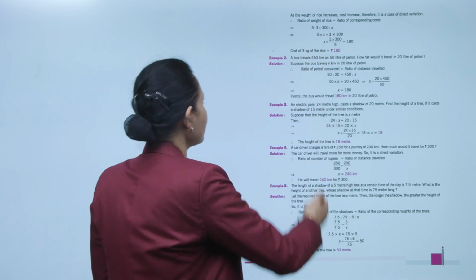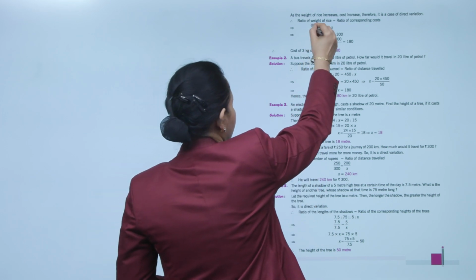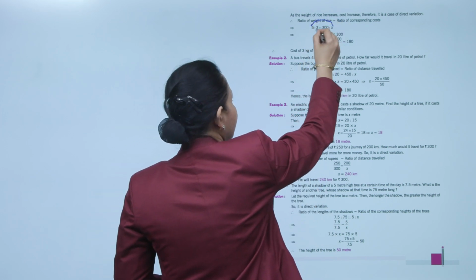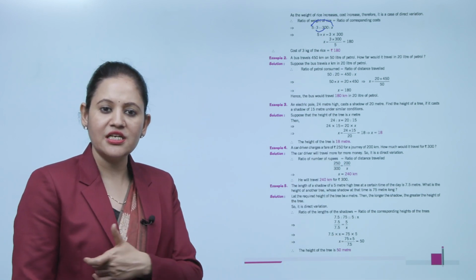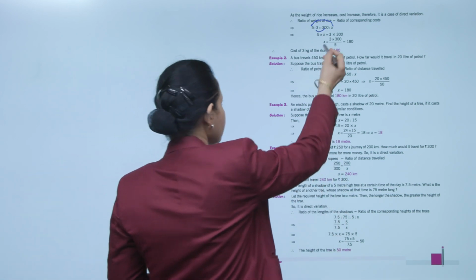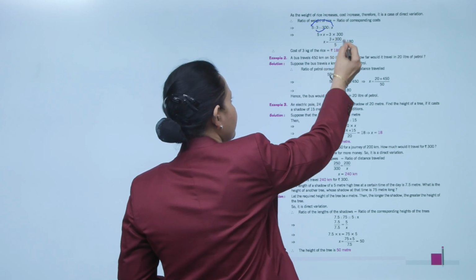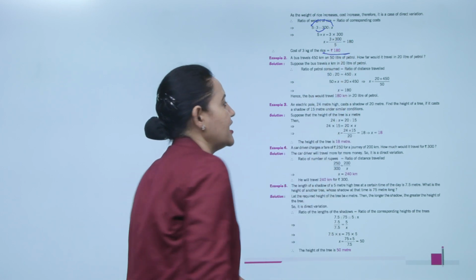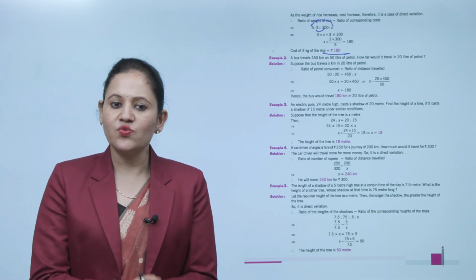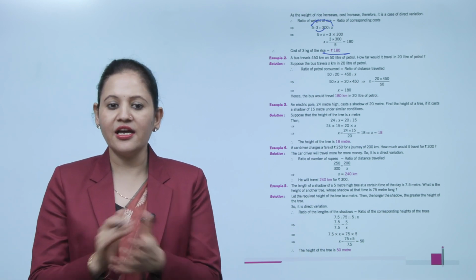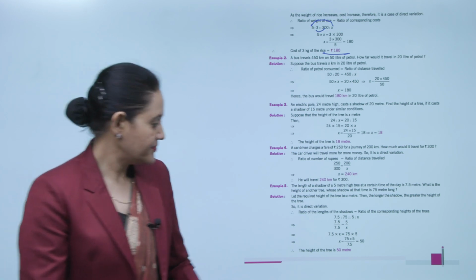So x equals to what will it be? We will multiply the extreme terms and the mean terms. So 5x equals 300 into 3, x equals 3 into 300 upon 5, that is rupees 180. So the cost of 3 kg rice will be rupees 180. Clear?